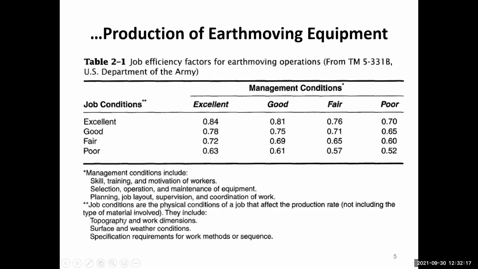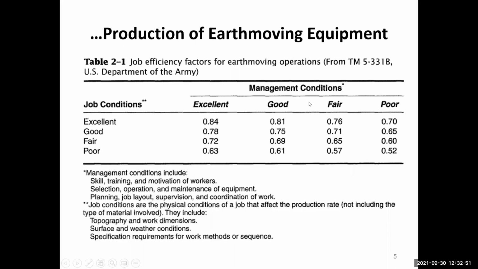And similarly, we can subjectively rate the performance of the job conditions, or the physical conditions of the job that affect the production rate. So topography and the work dimensions, surface and weather conditions, special. So based on the job conditions and the management conditions, which we can subjectively judge, we can say that the job conditions are, say, fair to good to excellent to poor. And similarly, we can say that the management conditions will be poor to fair to good to excellent. So we will have some subjective judgment of the job conditions and the management conditions.